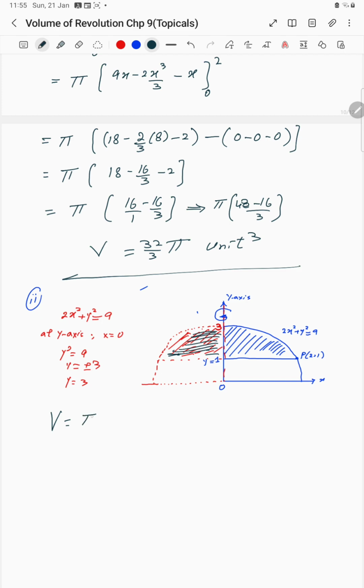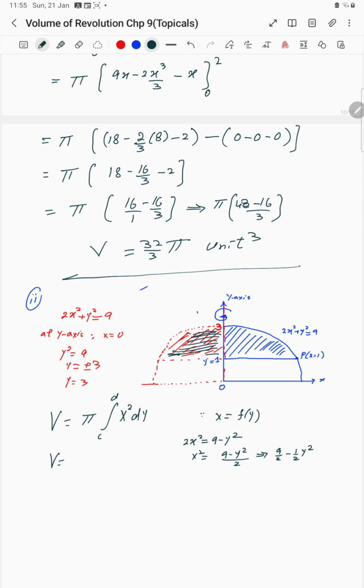So in this case, it is pi times the integral from c to d of x square dy, right? So what will be the function of x square here? Because here x is equal to f of y. So find the x square first. From 2x square equal to 9 minus y square, x square will be (9 minus y square) by 2, or you can write it as 9 by 2 minus 1 by 2 y square.